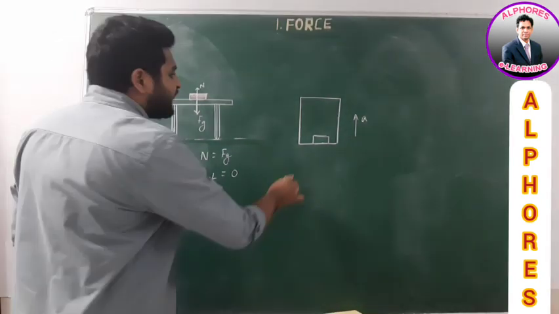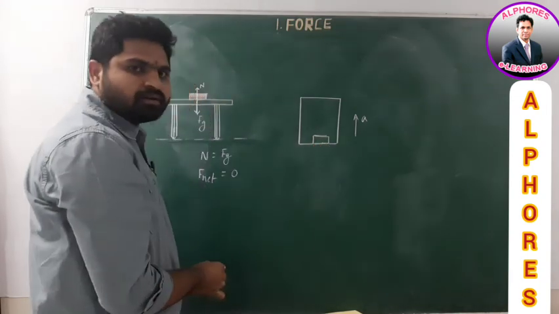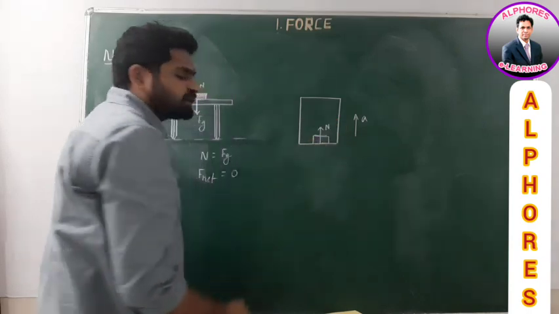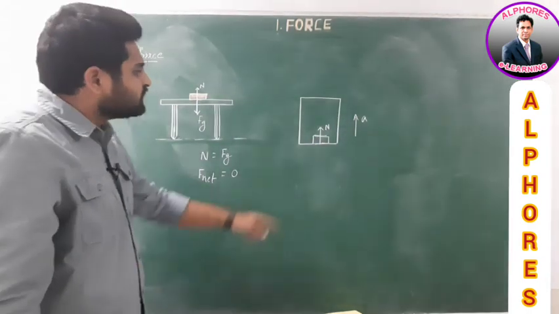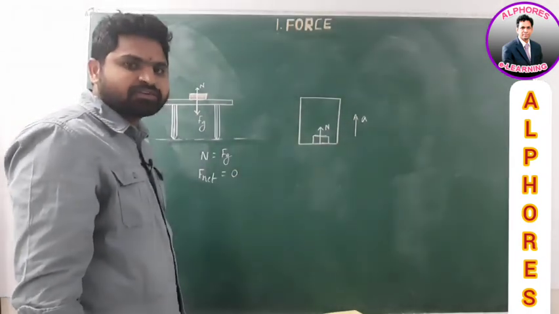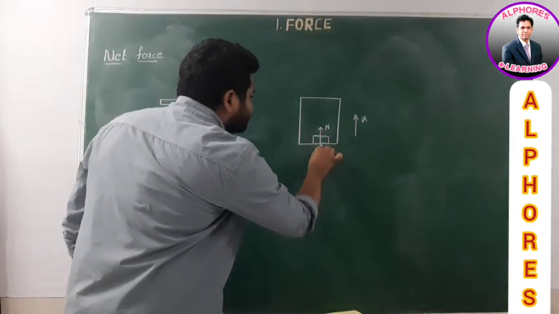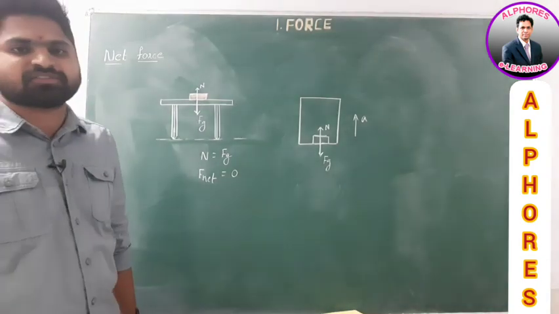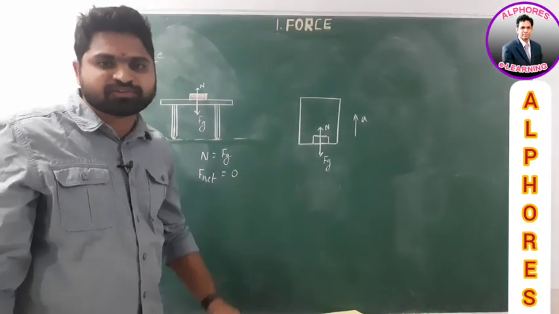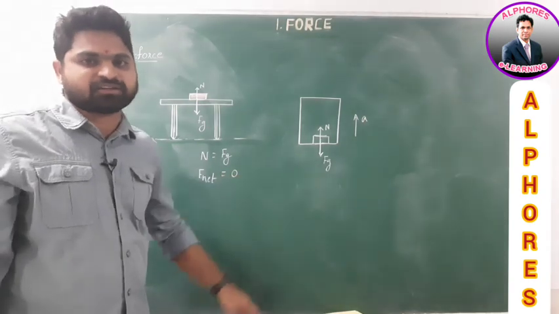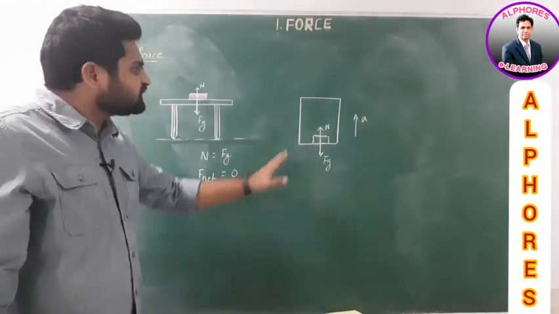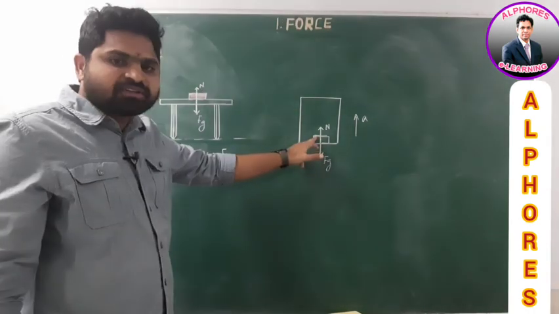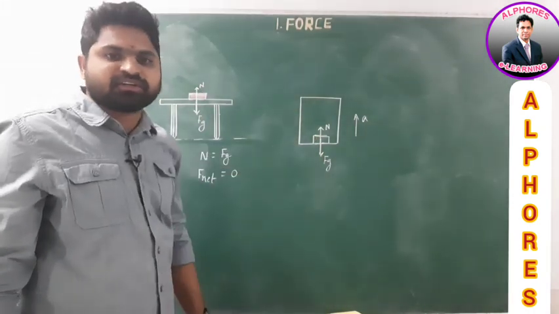As the object is in contact with this lift, the normal force acts vertically upwards, and it is resting on this lift. So the gravitational force also acts vertically downwards. Again, two forces are acting on this object, normal force and force of gravity. And one more thing is that as the lift is moving upwards with an acceleration, the object is also moving along with the lift.